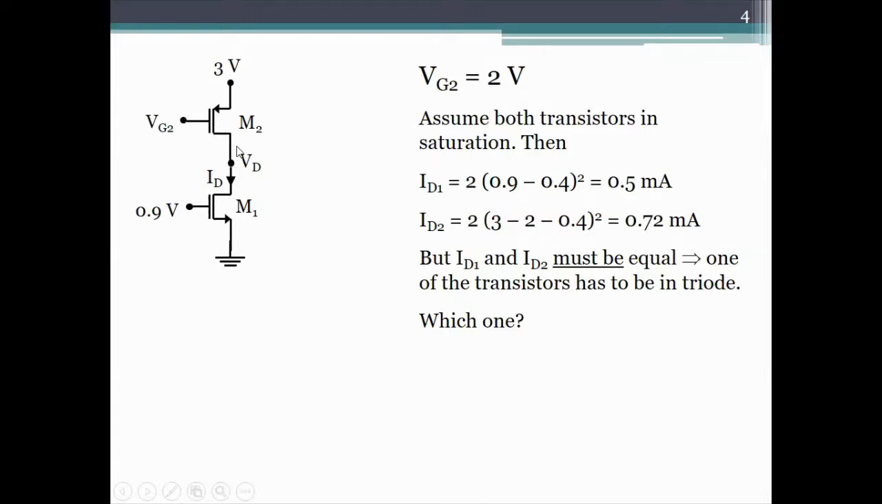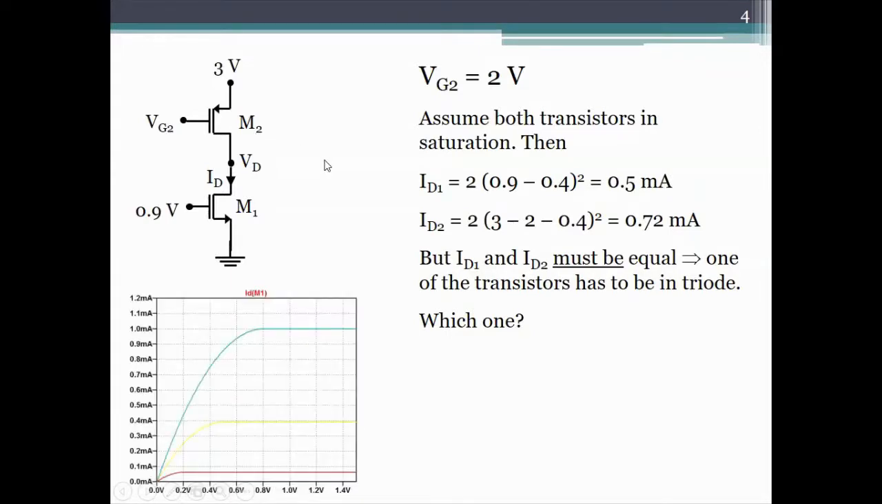Therefore, what does it mean? That means our assumption that both the transistors are in saturation was not correct. So one of them must be in triode. Which one? One of them has to be in triode. Which one? Alright, let us think about this.